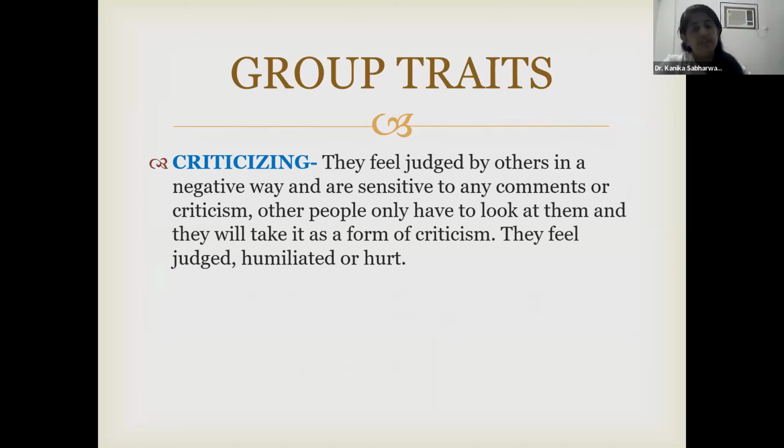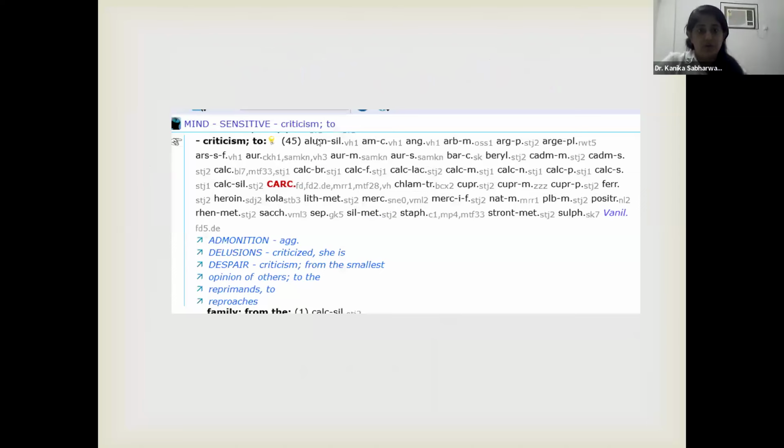Calcarea feels people are judging me, what will people think of me? But Baryta is sure that people consider me a fool. People think that I'm an idiot, I'm not capable. So there's a slight difference, but this is common to both these elements. So let me draw your attention to the rubric, sensitive to criticism. Here, can you see Baryta carb, Beryllium, group 2? Look at the amount of Calcarea salts in this rubric. Carb, brom, fluoride, lac, mure, nitricum, phos, sulfur, silicata. Almost all your Calcarea salts are present in this particular rubric.